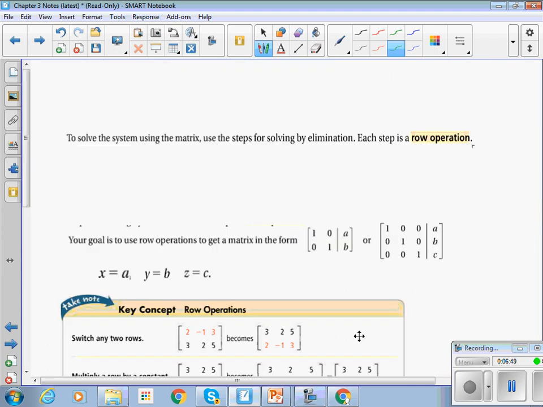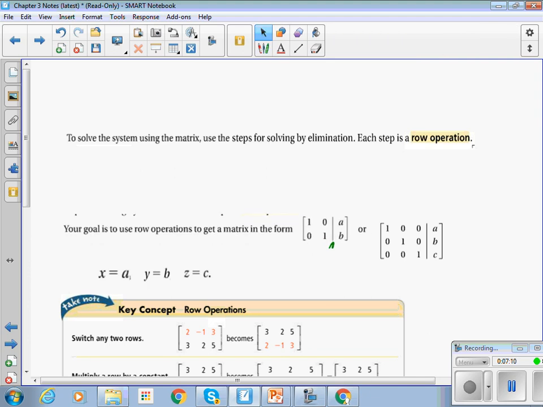Okay. Now, to solve the system using a matrix, we're going to do row operations. Each step is going to be a row operation. Our goal is to get 1, 0, and a constant. 0, 1, and a constant. Or if I have 3 variables, I want to get a 1, 0, 0, and a constant. 0, 1, 0, and a constant. 0, 0, 1, and a constant.